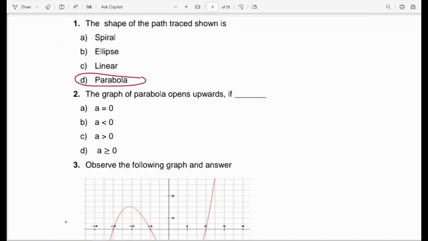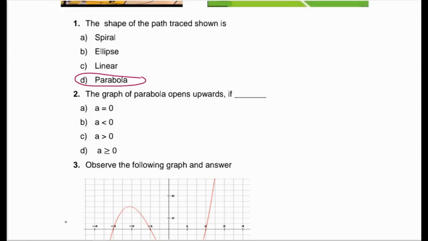The graph of a parabola opens upward. When it is opening upward, it will open upward when a is less than 0.